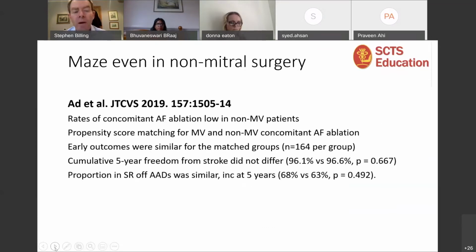And same group, they looked at non-mitral surgery also, because this is perhaps less attractive for a maze procedure. And they had two groups having concomitant ablation, either with a mitral procedure or a non-mitral procedure, and they propensity matched these two groups. And these are decent sizes, 164 per group. The outcomes were similar. They had similar rates of freedom from stroke at 5 years, over 96%, and the proportion in sinus rhythm was also very similar. So I think you would suggest that it's worth conducting a maze not just in mitral procedures, but also in other cardiac surgeries.